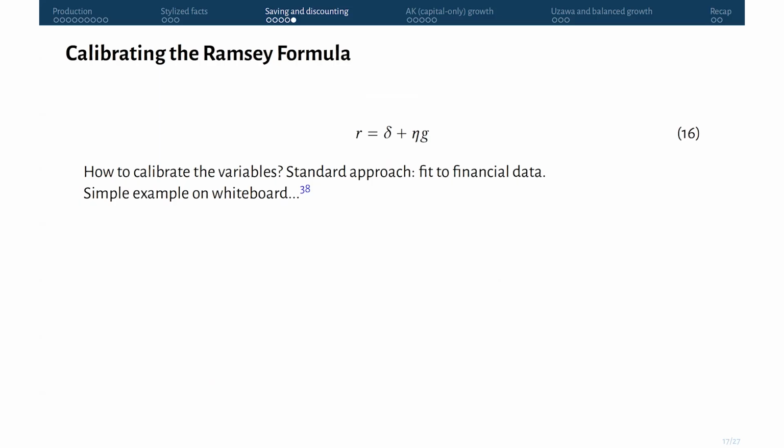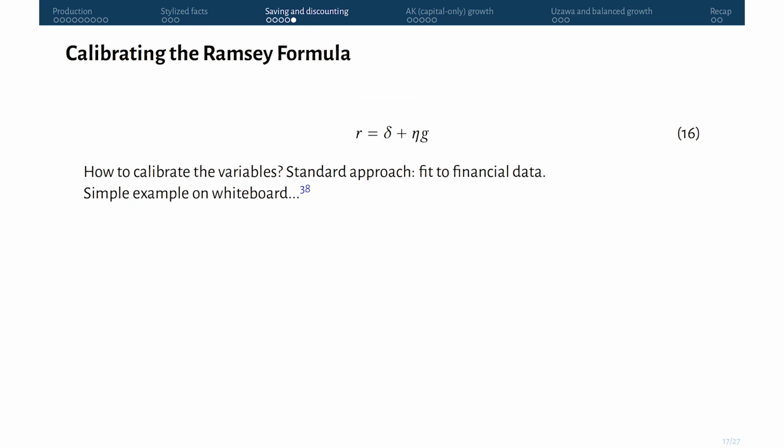As for how to estimate what the variables are, in particular what eta and delta are, given that you observe interest rates and growth rates, the standard thing to do would just be to run a regression and plot the interest rate on the growth rate. Of course, there's going to be a lot of noise, but you're going to run that regression. You're going to get some intercept, right? And some slope.